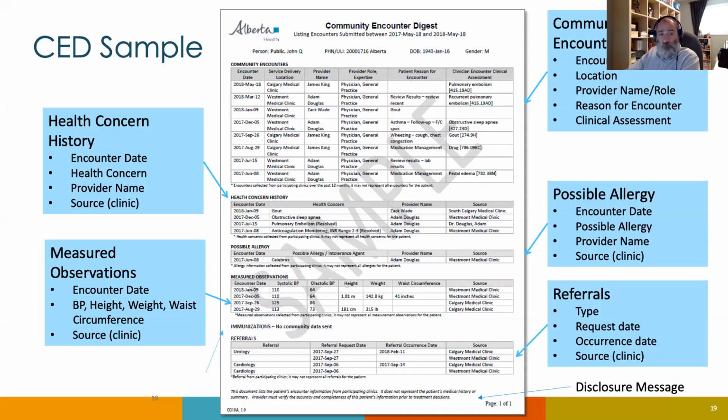If a referral is made in the EMR, the type of referral and the date will show up here, as well as if the clinic subsequently enters an appointment date at the specialist's office, it can show here in the referral occurrence date as well. And finally, there's a section for immunizations. Unfortunately, our picture doesn't have a shot of what the immunizations look like, but I'll show you where that data comes from in a moment here.